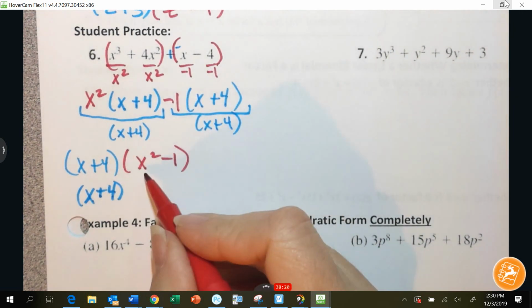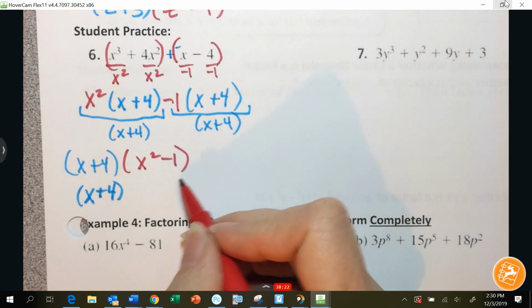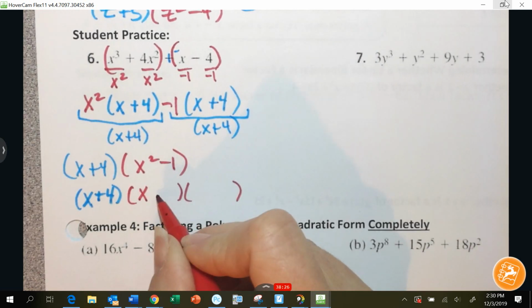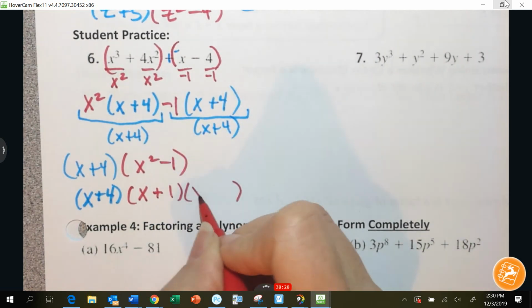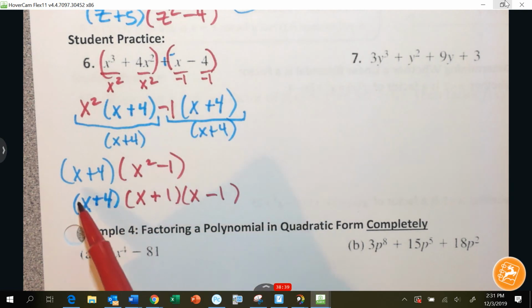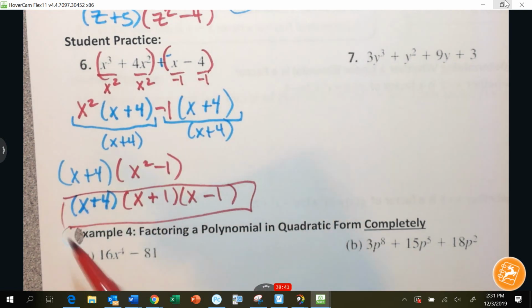Is x squared minus 1 factored? It's x plus 1 and then x minus 1. What kind of factoring is that? Difference of squares. And then those are linear, so we're done.